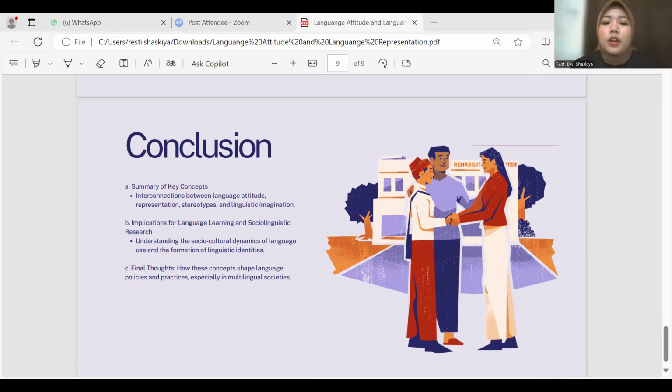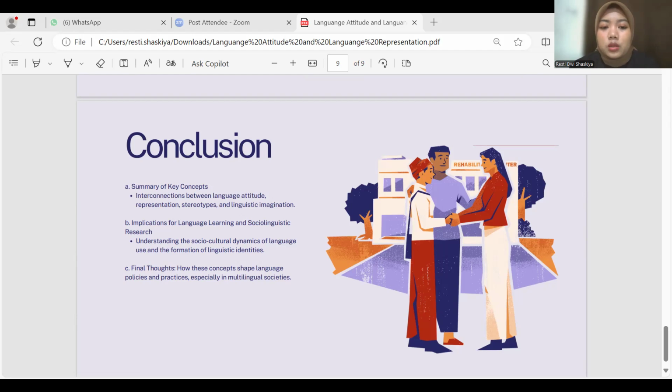As for implications for language learning and sociolinguistic research, understanding these concepts helps us see the social and cultural factors that affect language use. It shows our beliefs and attitudes shape how we learn and use language and how language influences our identity. For researchers, this helps them understand the deeper social dynamics of language.